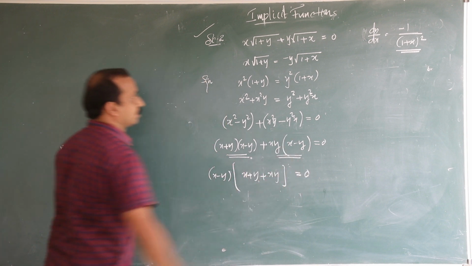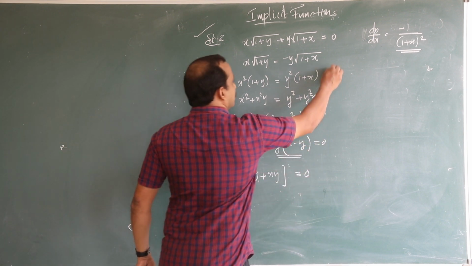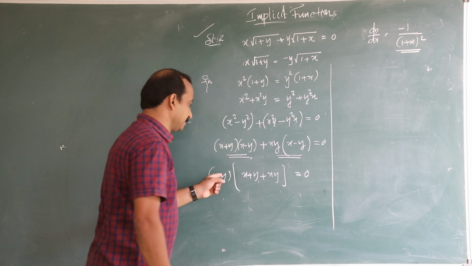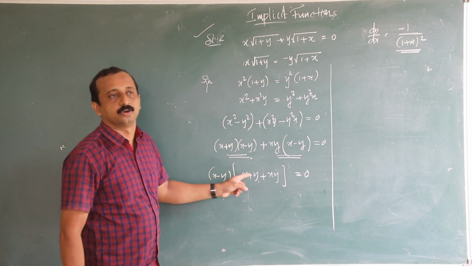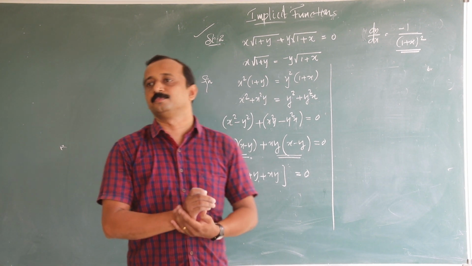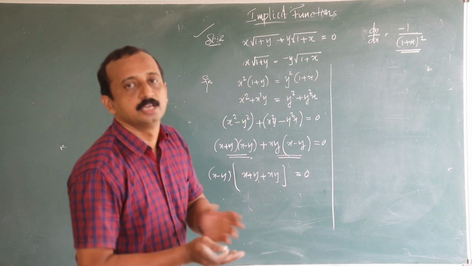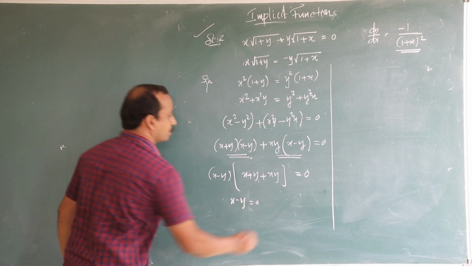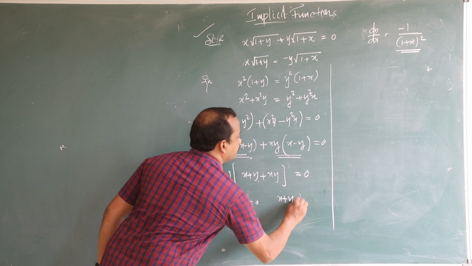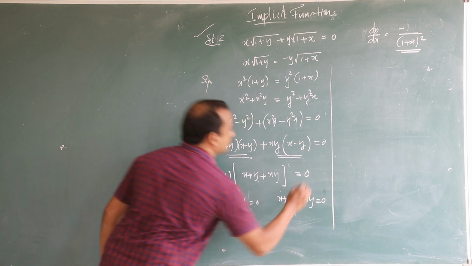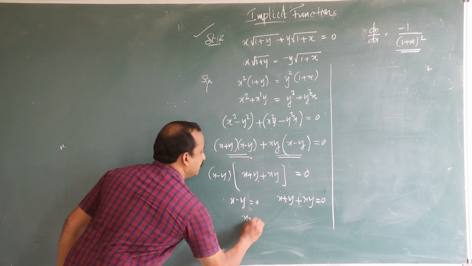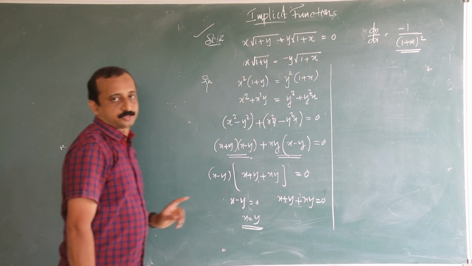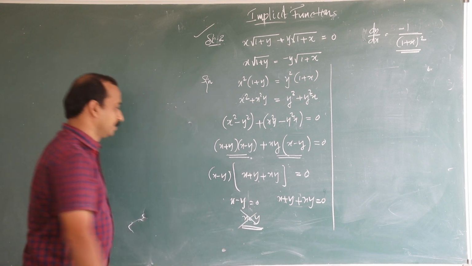is equal to 0. Now using the zero factorization theorem, either the first factor equals 0 or the second factor equals 0. That means if a into b equals 0, either a equals 0 or b equals 0. Using that theorem, we get either x minus y equals 0 or x plus y plus x y equals 0. Using the first result, we get x equal to y. This condition does not satisfy the given question, so we avoid this term.